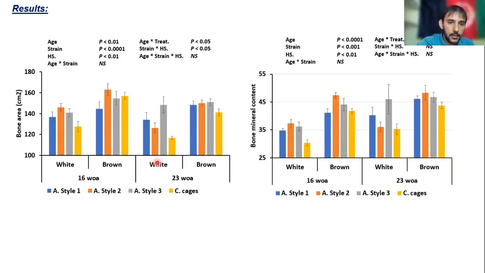Furthermore, we found that white birds inside aviary style 2, which had a higher egg production, had a lower bone area as well at 23 weeks of age, and lower bone mineral content at 23 weeks of age. This could be due to the higher egg production. And this lower bone mineral could affect the bone quality and could lead the birds to bone fracture or poor bone quality in the future as well.